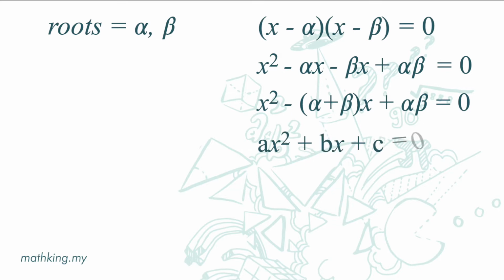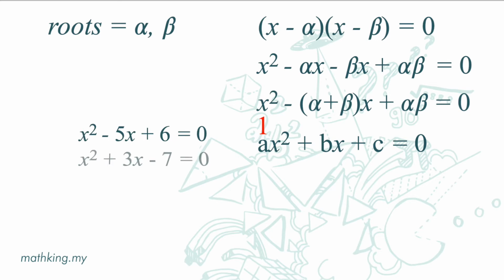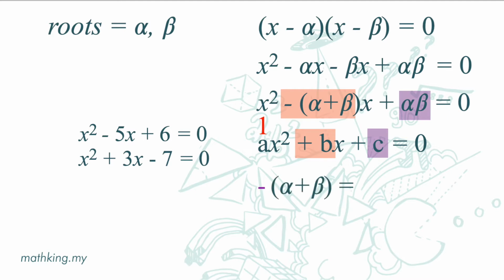Now let's look at the general form of a quadratic equation. If a is 1, this refers to equations like x squared minus 5x plus 6, x squared plus 3x minus 7, and so on. Comparing these two, we can see that negative bracket alpha plus beta equals b. Or we can move the negative sign to the right hand side. And alpha beta equals c.